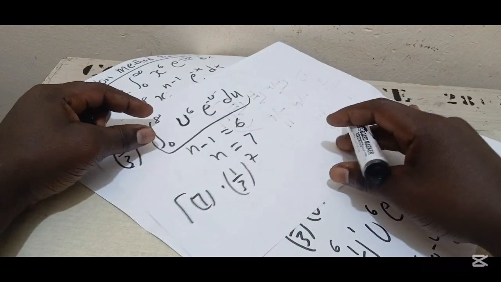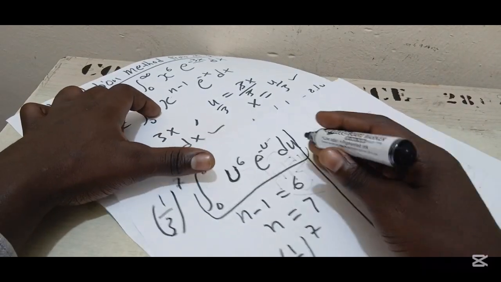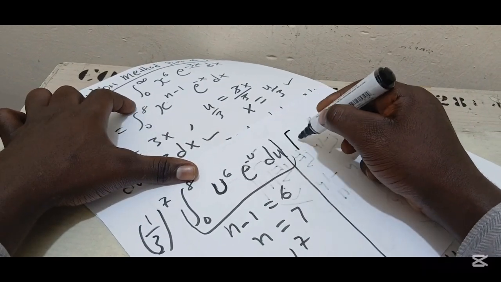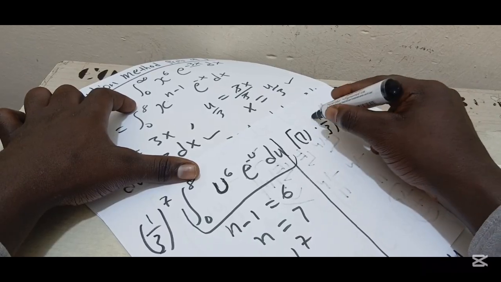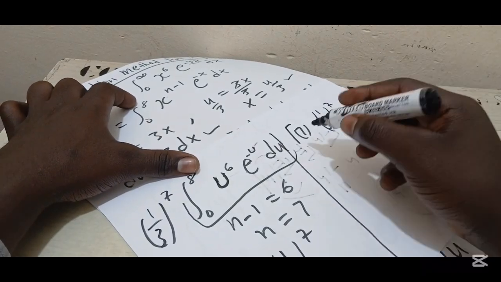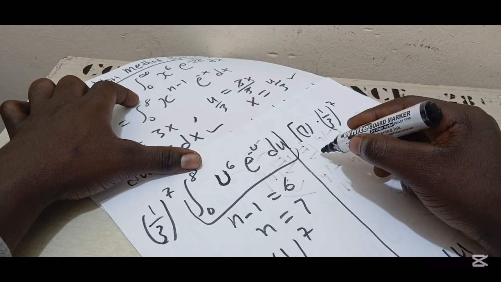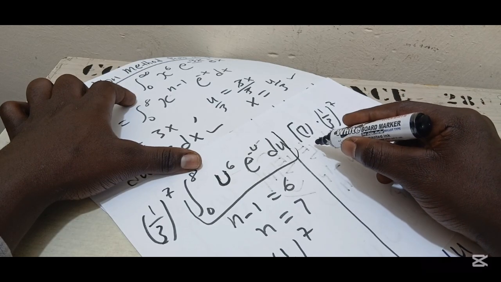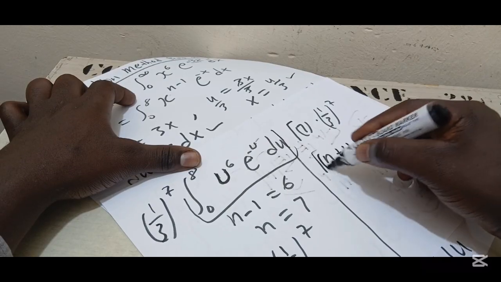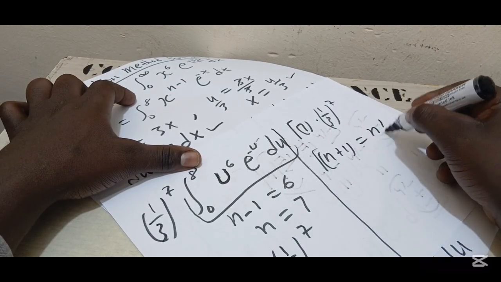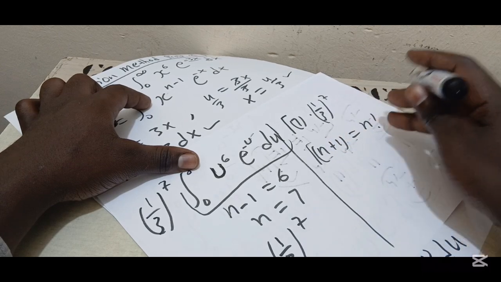So, and we know that gamma 7 multiplying 1 on 3 to the power 7. Gamma 7, we can use this formula to simplify gamma 7. Gamma n plus 1 equal n factorial. Since it is not a fraction, we use this formula.